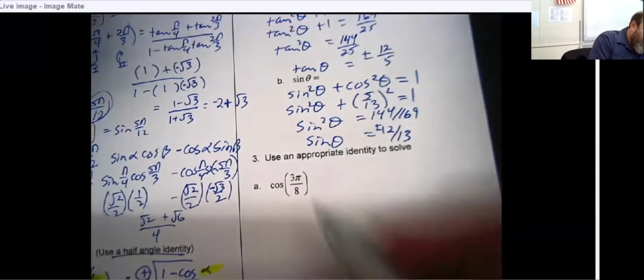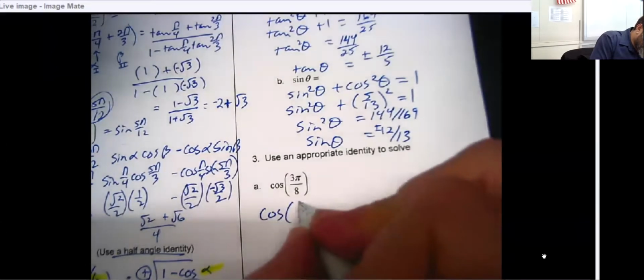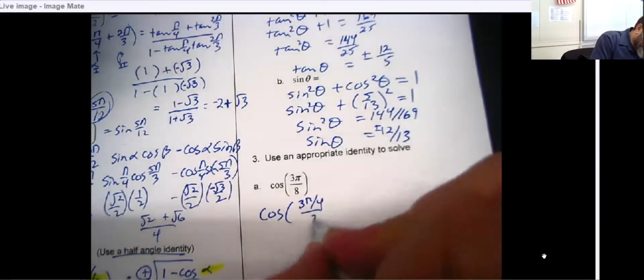Okay, so jumping right back in, for problem number 3, it says use an appropriate identity to solve. Well, sometimes you have options, this time you don't. Pi over 8 can only be solved through the lens of a half angle. So I want to think of this as the cosine of 3 pi over 4 cut in half.